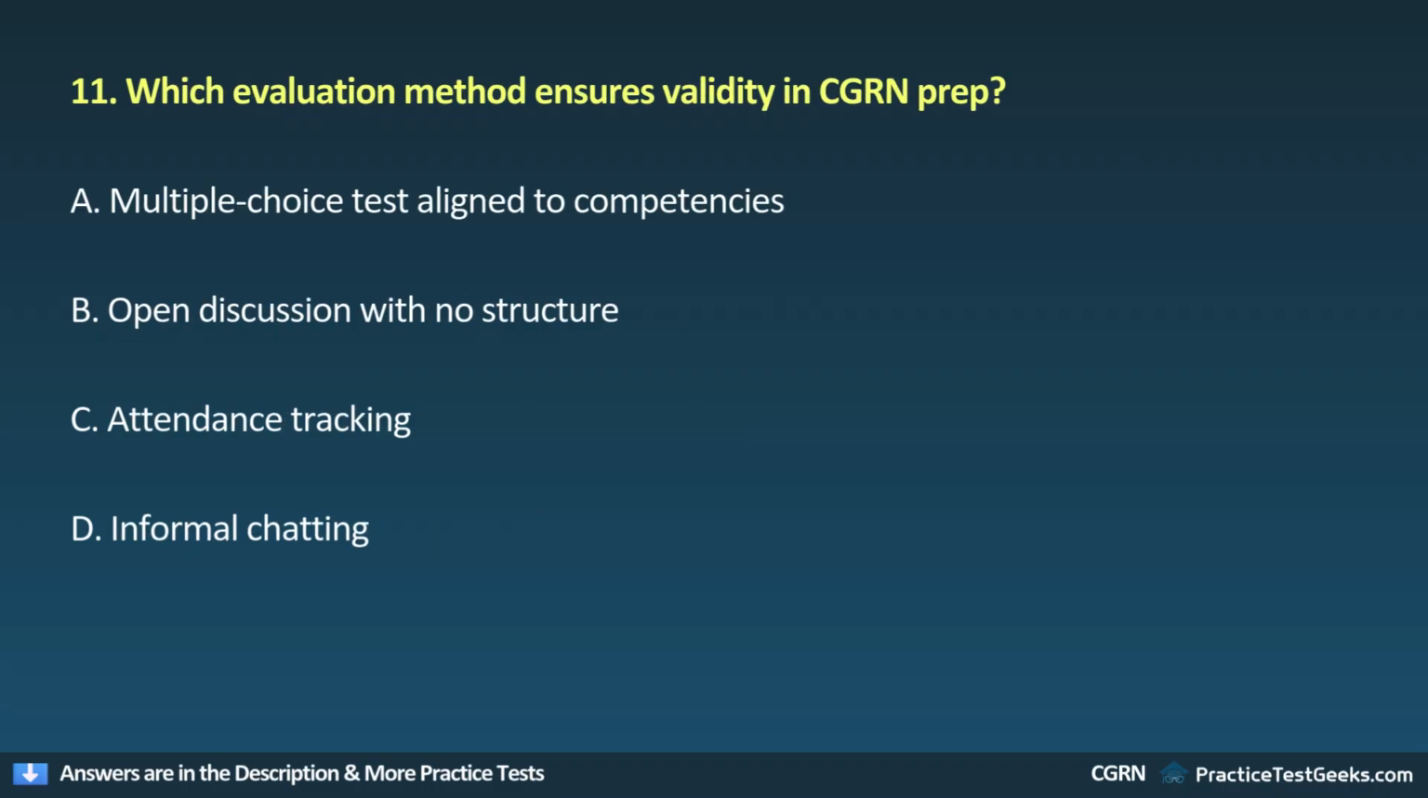11. Which evaluation method ensures validity in CGRN prep? A. Multiple choice test aligned to competencies. B. Open discussion with no structure. C. Attendance tracking. D. Informal chatting.